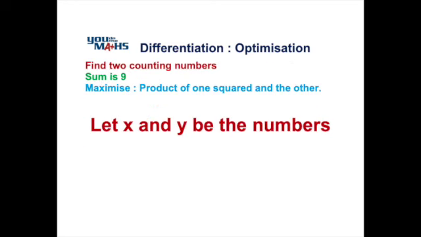The first thing we'll do is we'll let x and y be the numbers, and then we'll write the factual information. So we know that x plus y equals 9, and what we want to find is a product. So we'll list that product equation based on what we're given, and we'll call it x squared y. Now we could have said y squared x. The actual difference there is irrelevant because the equation, when we solve it, will take care of itself.